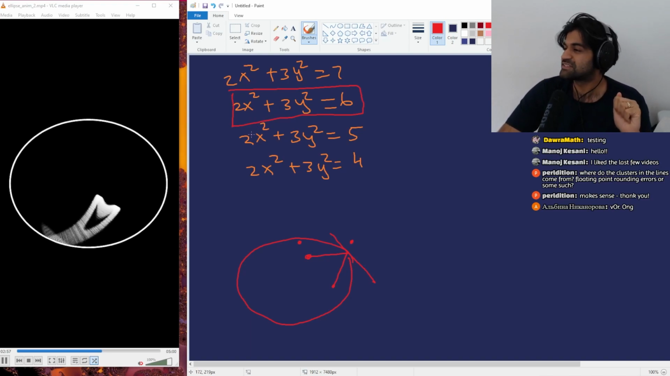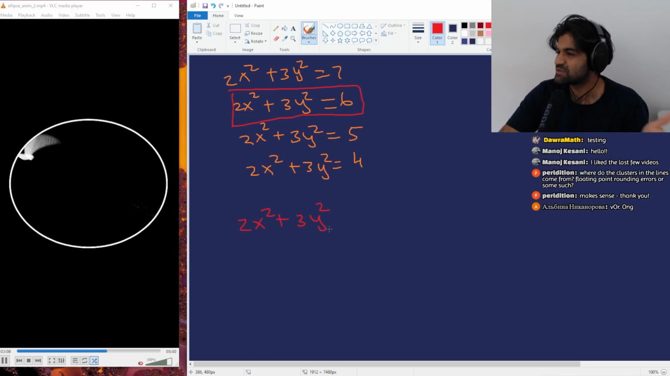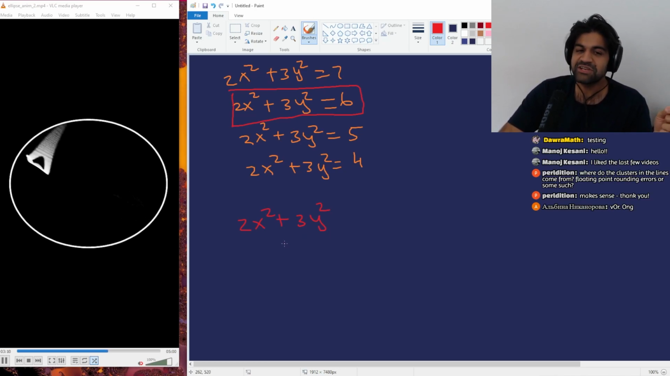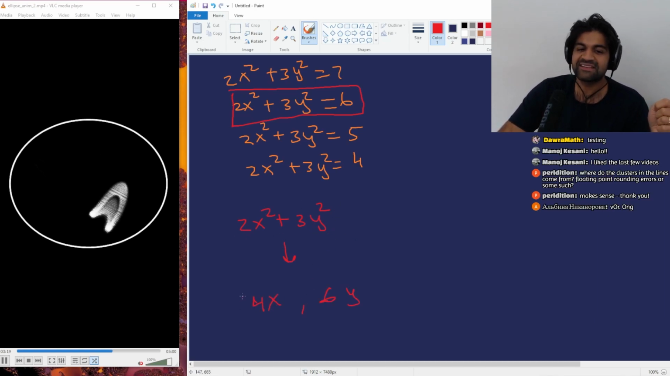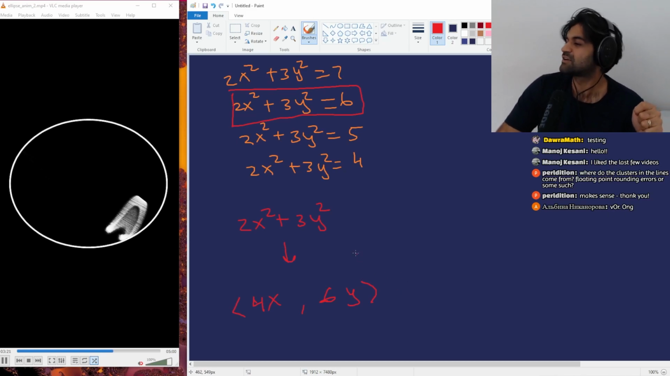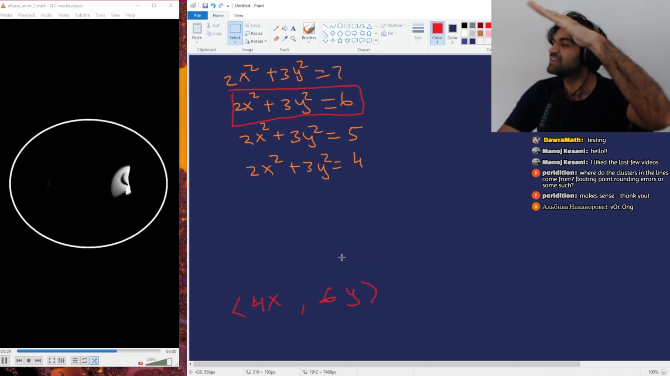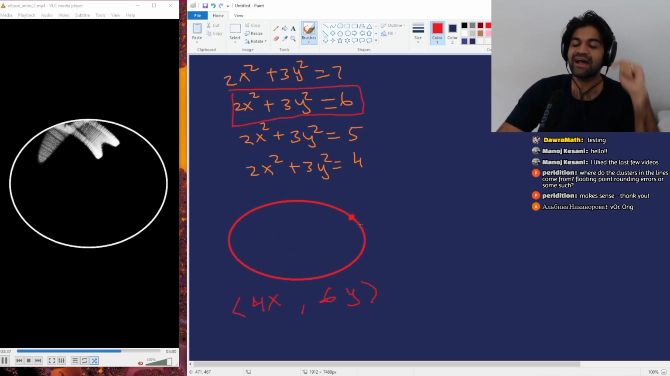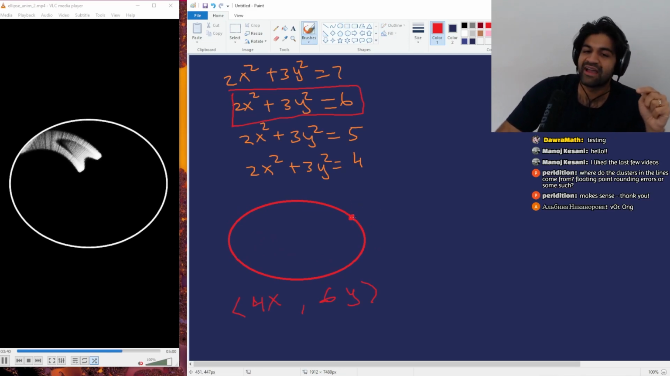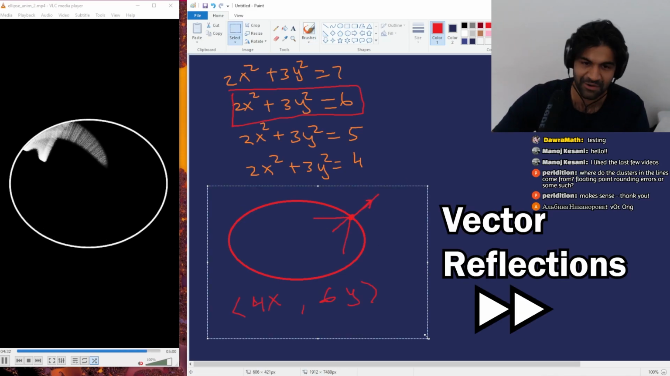If you compute what's called the gradient for this equation, you differentiate it with respect to x and you differentiate it with respect to y. So if you differentiate this equation with respect to x, you'll get 4x. And if you differentiate this equation with respect to y, you'll get 6y. So I'm going to pay attention to this vector 4x comma 6y. This vector will always be perpendicular to the ellipse. This is my ellipse, and this is my point xy. If I compute 4x comma 6y, that will always be normal to the ellipse.